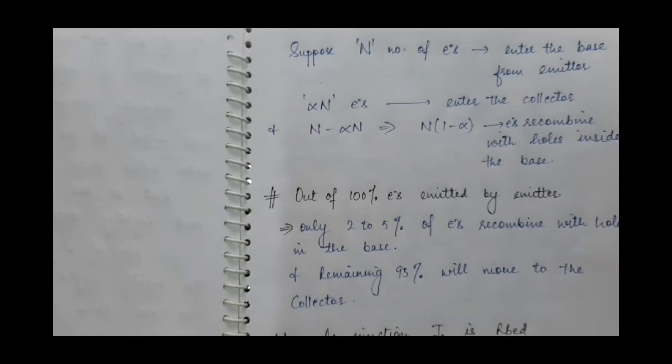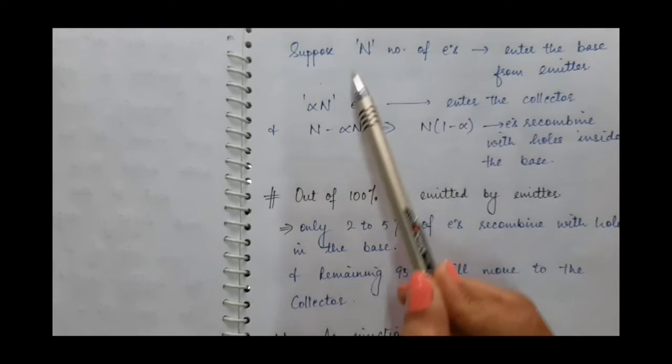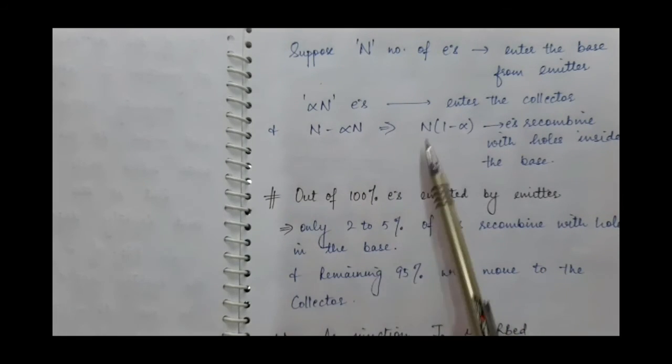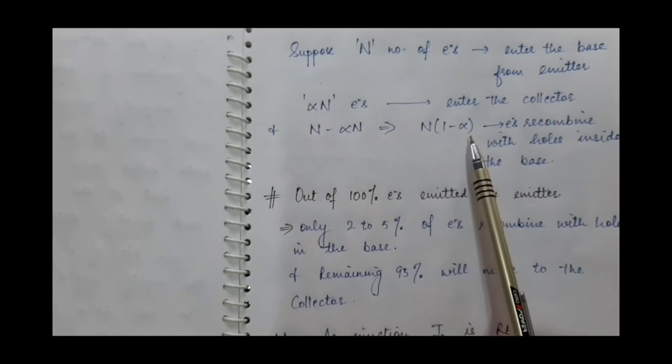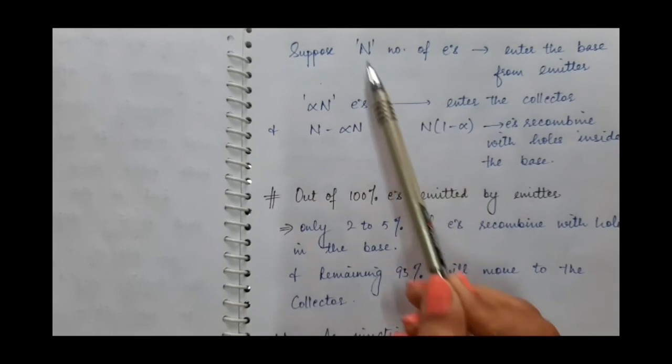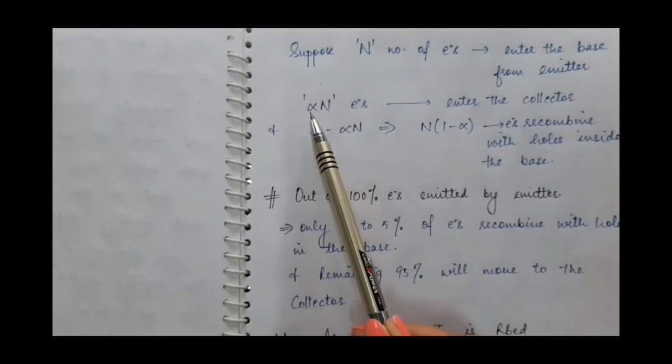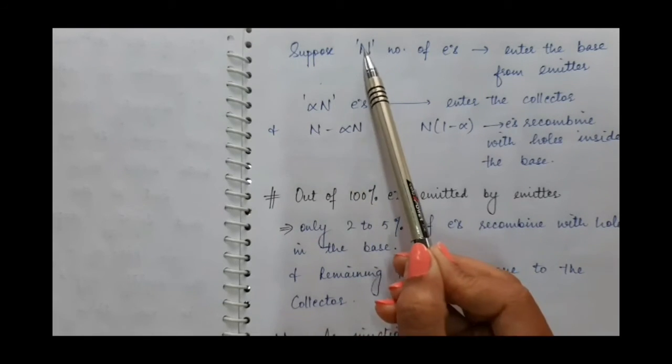Then what will be the number of electrons that recombine with the holes in the base region? It will be N minus alpha N, which means N into (1 minus alpha). So these are the number of electrons which will recombine with the holes inside the base. This is almost 2 to 5% of the 100%, and this alpha N is the 95% of the total.